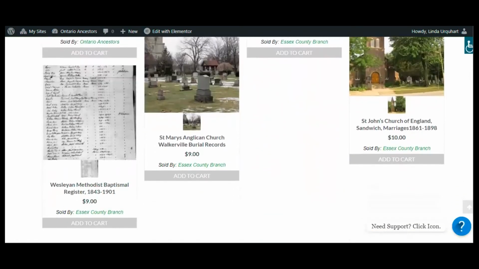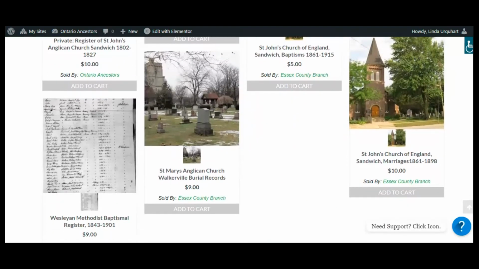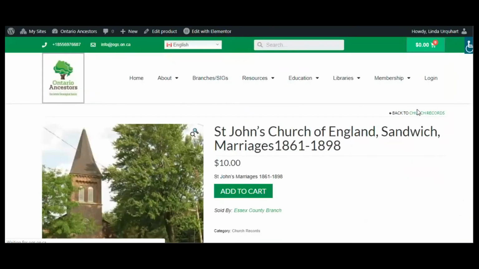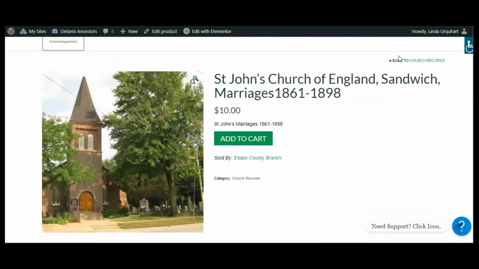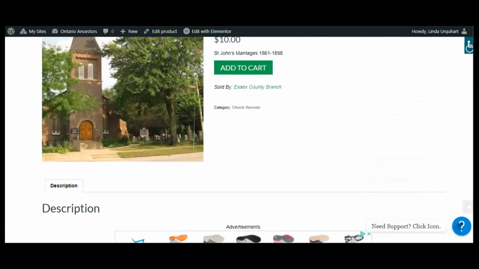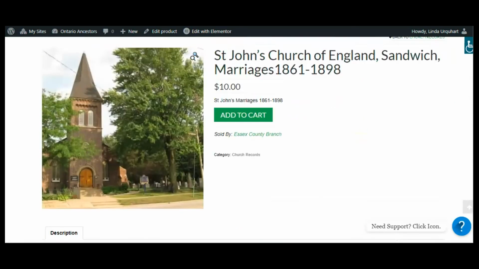And you can see the prices there. If you wanted more information about what you're about to purchase, when you click on the information, it gives you the price, and you can add it to your cart to purchase. But before you do so, it does give you a little information about where this information is coming from and what years are included. So you might want to take a look at that before you actually purchase the document.